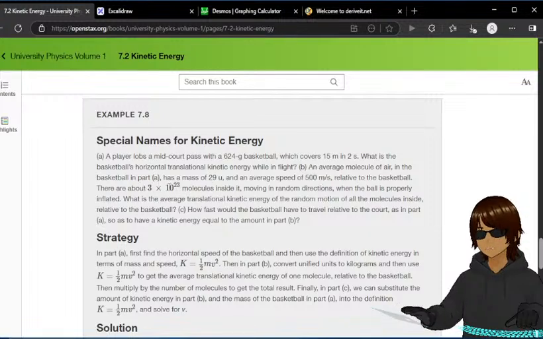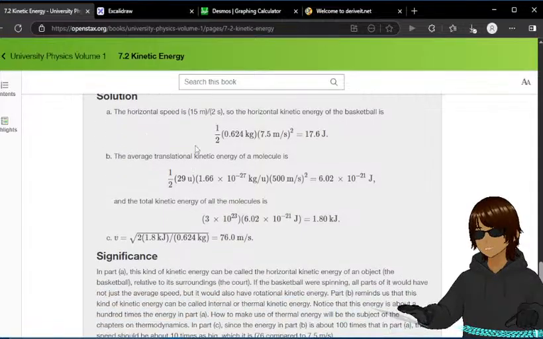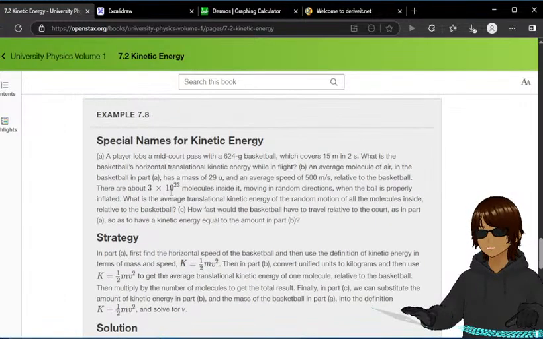There are about these many. Average speed is this. Average mass is this. So half m v square already gives the average kinetic energy, right? The average is this, half m v square, and the total is this. We just multiply by the number of molecules.